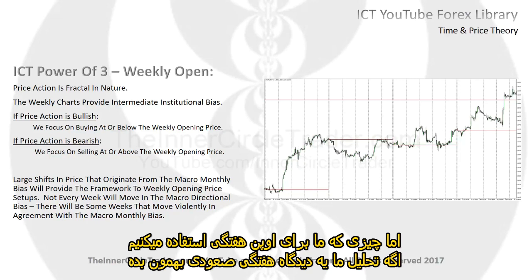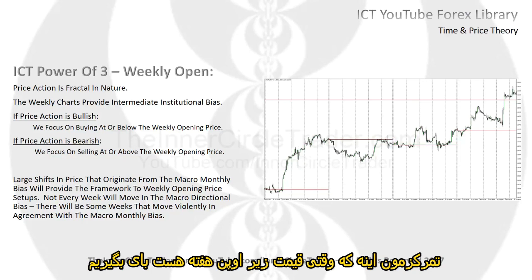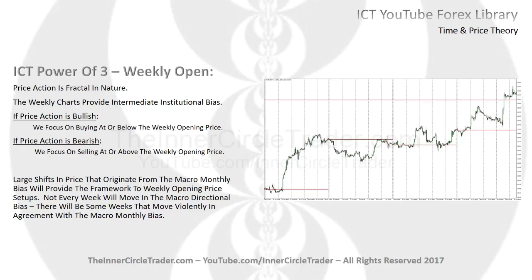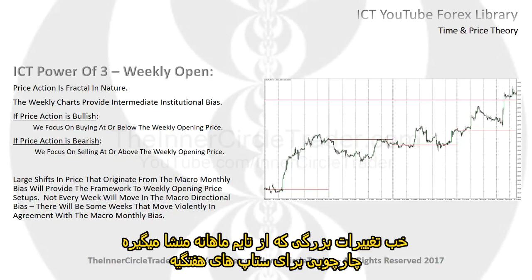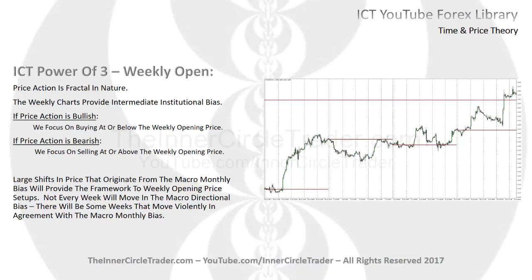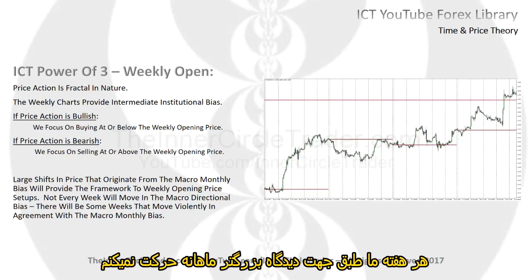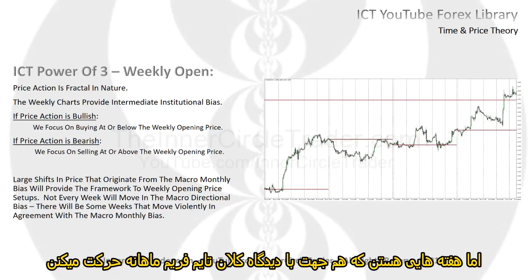But what we use for the weekly open, if we know that our analysis leads us to a bullish weekly perspective, we're going to be focusing on buying at or below the weekly opening price when bullish. And when we're bearish on the weekly, we're going to be focusing on selling short at or above the weekly opening price. Now, large shifts in price that originate from the macro monthly bias will provide the framework to weekly opening price setups. Now, here's a key point. Make sure you remember this, because it's not that every week is going to be bullish or bearish. Not every week will move in the macro directional bias. However, there will be some weeks that move violently in agreement with the macro monthly bias.